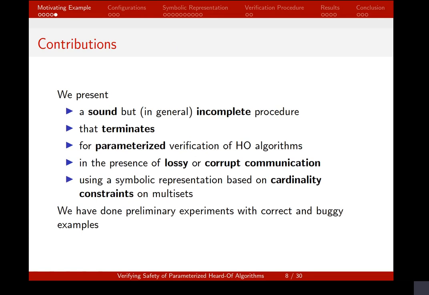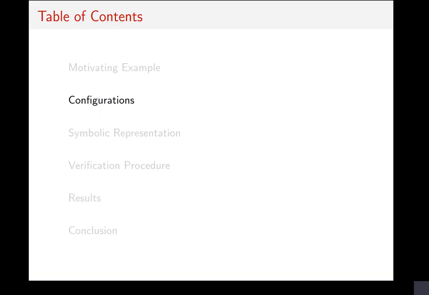Our contributions are as follows. We present a sound, but in general, incomplete procedure that terminates for parameterized verification of herd-of algorithms. We do that in the presence of lossy or corrupt communication. And in our verification, we use a symbolic representation based on cardinality constraints on multisets. We have implemented our work in a prototype and have done preliminary experiments with correct and buggy examples.